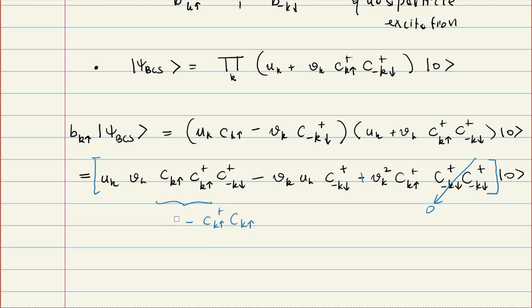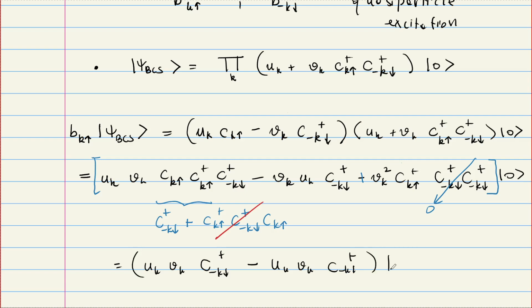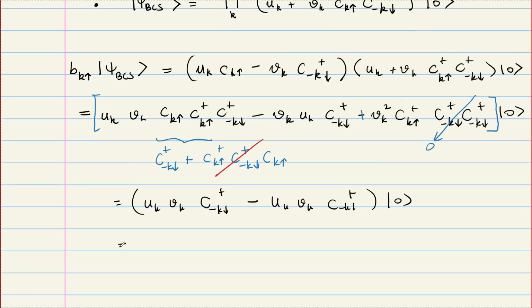And if I multiply with this, this is going to be C minus K down dagger, and this is C minus K down dagger. And this one is K up minus K down. They can just commute and pick up a minus sign like this. So I carry it here, and this is becoming plus. Now this C is on the rightmost side, and hitting on it, it's going to just give 0. What remains is UK VK C minus K down dagger minus UK VK C minus K down dagger, but this is something minus the same thing. It's going to give us 0. Good.